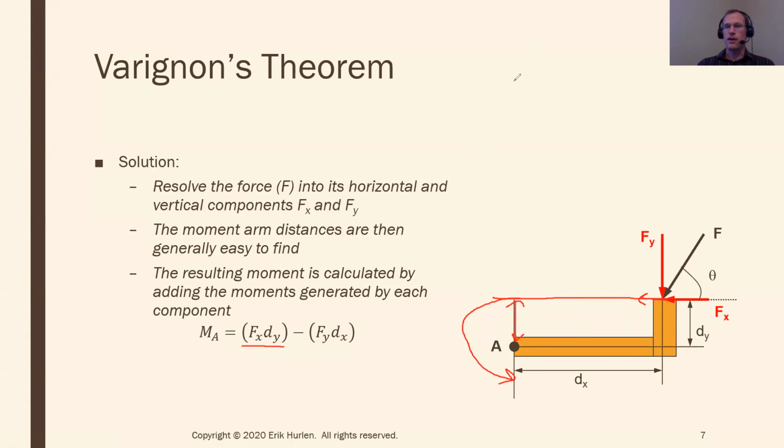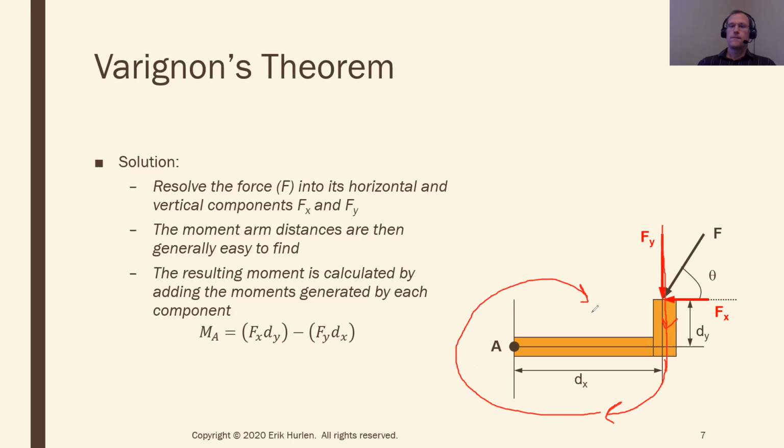And then similarly, I have this force Fy going down. As it goes down, the distance perpendicular is dx, obviously, and then that's going to make it go in that direction as it starts to spin around point A. And so that is clockwise. So that's why there's a minus sign here. Normally Varignon's theorem is you add the two, but you want to add them with the appropriate sign. So this sign is just saying that this force Fy is producing a negative moment, a clockwise moment around point A.